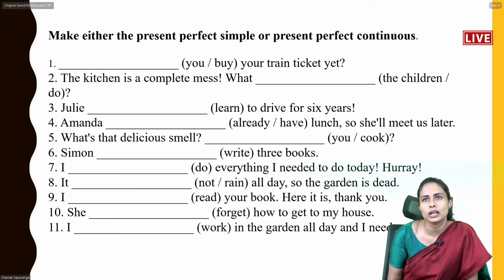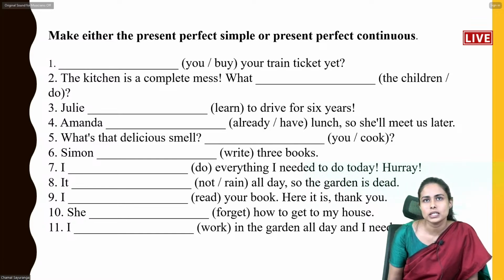Amanda have lunch. Yes, because "had" is also used. We use "had" here to show that she has eaten her meals. That's why. Okay, when it comes to present perfect, you have to use which form of the verb? Past participle. Yeah, correct. Great. Amanda has already had lunch, so she will meet us later.